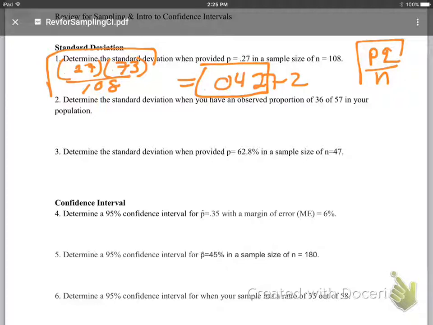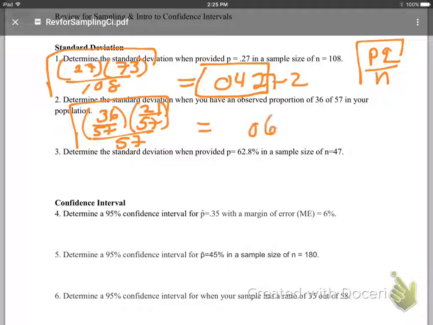Now determine the standard deviation when you have an observed proportion of 36 of 57 in your population. So this is going to be 36 divided by 57. Now I need to do 1 minus that. So remember that's just 57 minus 36. So it's 21 over 57 divided by 57, and I take the square root of that. And that is equal to 0.064.